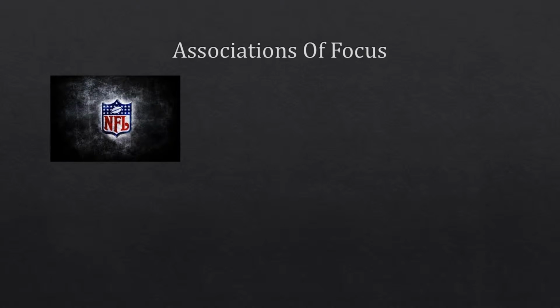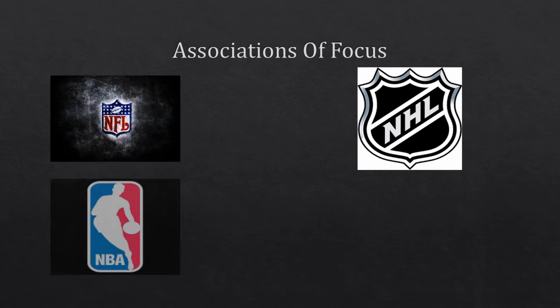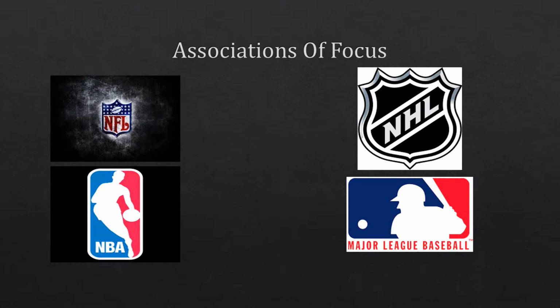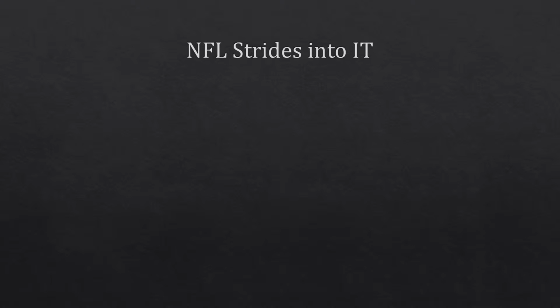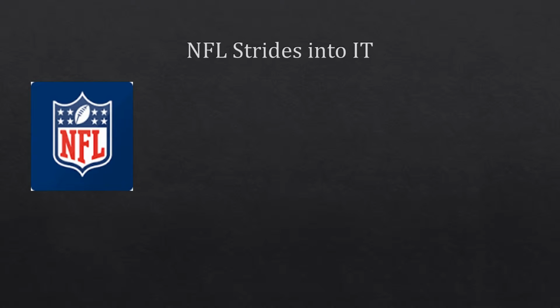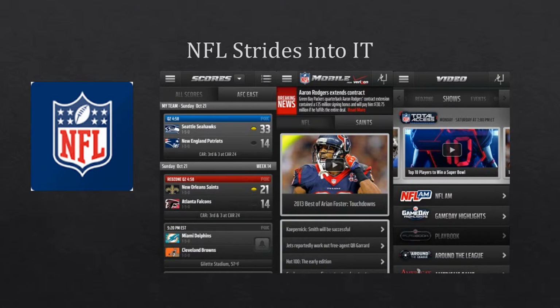The associations I plan on focusing on are the NFL, the NHL, NBA, and Major League Baseball. How the NFL is taking strides in IT. When I think about this, I think about the NFL app and how it allows us easy, convenient access to scores, and breaking news about contract extensions, or even say you've missed an episode of something from the NFL Network. You could probably look it up on the NFL mobile app, and you'll be able to watch whatever it is you might have missed earlier that day.